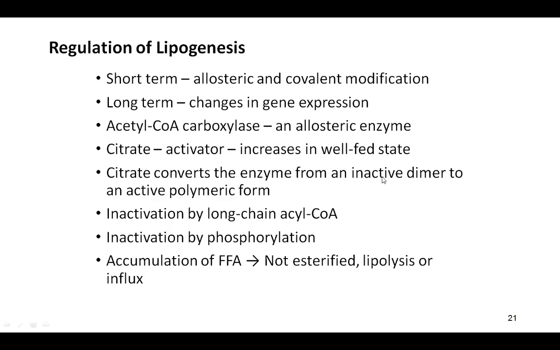Citrate converts the enzyme from an inactive dimer to an active polymeric form. Okay, so if the active polymeric form is there, then the fatty acid synthase enzyme will be more active. Now this fatty acid synthase enzyme is inactivated by long chain acyl coenzyme A. Acyl coenzyme A is basically fatty acid. So if long chain fatty acid keeps forming, then by a negative feedback loop, the enzyme will get inactivated. Then activation, inactivation, you must have read, by phosphorylation of the enzyme. If this enzyme gets phosphorylated, lipogenesis is basically inactivated.